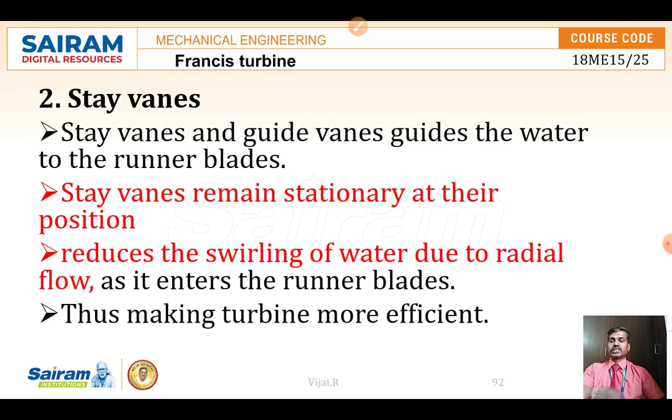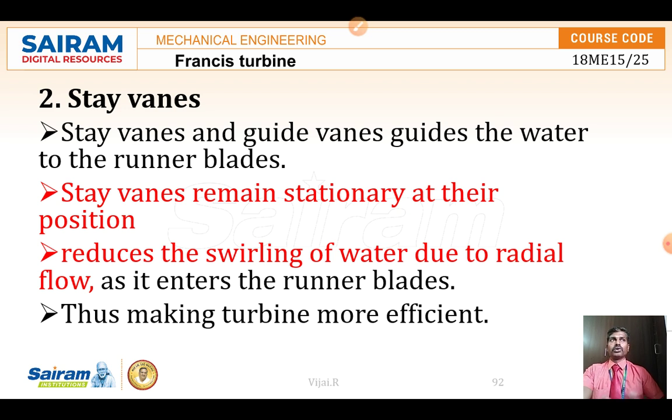The second one is the stay vanes. The stay vanes and the guide vanes are very important. The runner vanes are connected with the shaft, which is going to be rotated by the runner blade. Apart from this, the stay vanes and guide vanes form fin-like structures that allow the water to flow radially inside. The stay vanes are stationary vanes, and they reduce the swirling effect of water due to the radial flow.